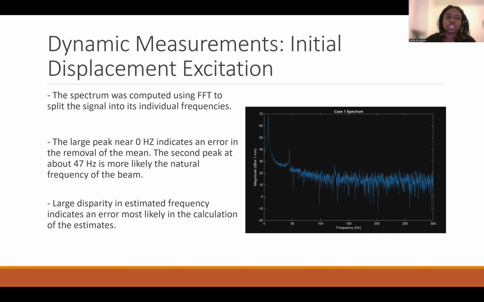Next, we wanted to determine the spectrum of the first case. The spectrum was computed using FFT to split the signal into its individual frequencies. The large peak near 0 Hz indicates an error, which is probably from an error in the removal of the mean. The second peak, however, at around 47 Hz is more likely to be the natural frequency of the beam. This large disparity between the estimated frequency and the experimental frequency is most likely because of a calculation error in the estimates. If you go to the earlier slides, you'll see the estimated frequency was about 7, and this is clearly not the case.